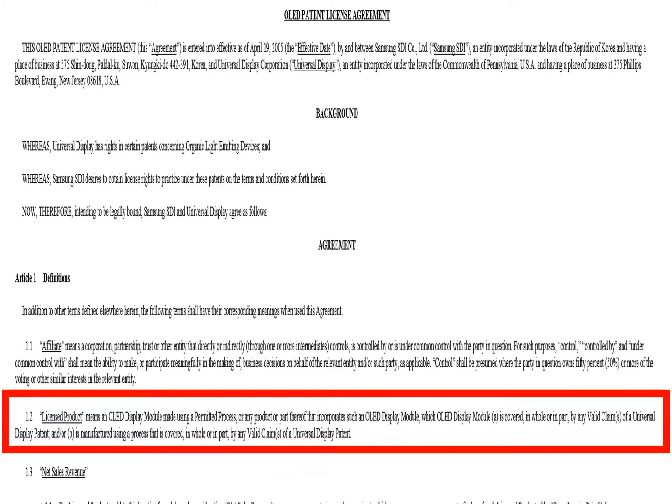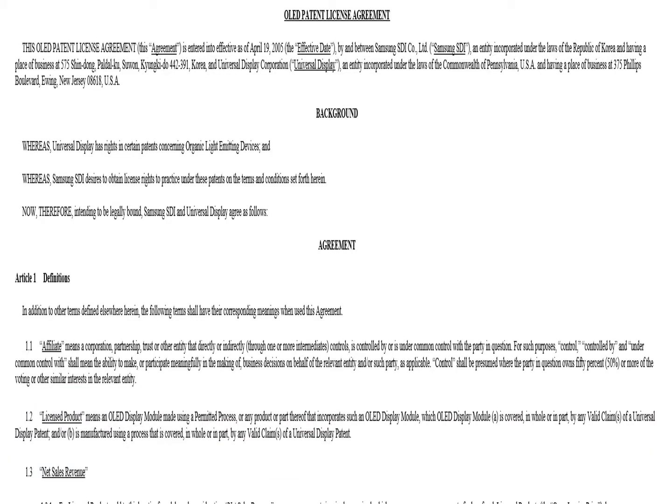1.2, a licensed product. A licensed product means an OLED display module made using a permitted process, or any product or part thereof that incorporates such an OLED display module, which OLED module A is covered in whole or in part by a valid claim of a relevant patent, or B, is manufactured using a process that is covered in whole or in part by a valid claim of a patent.